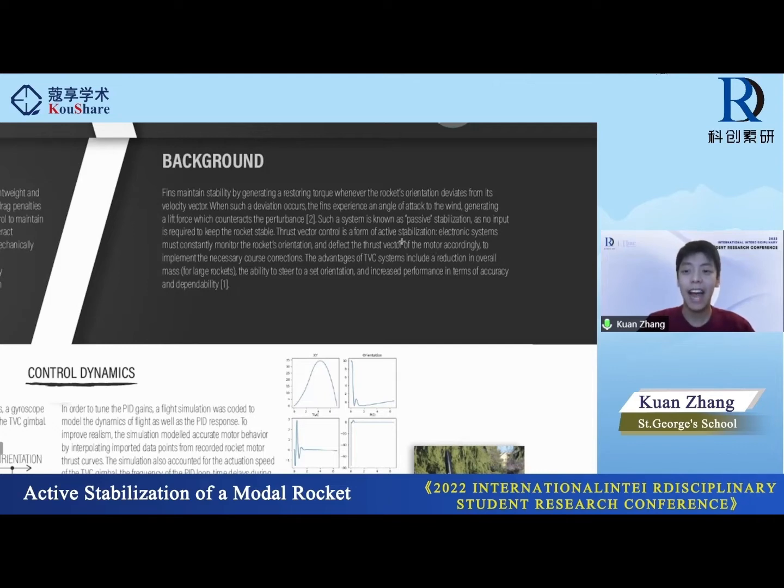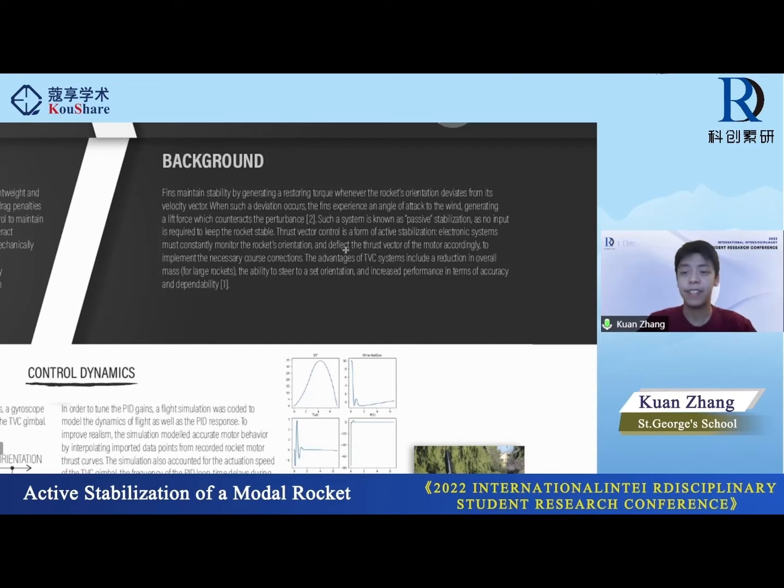Thrust vector control is a form of active stabilization. Electronic systems must constantly monitor the rocket's orientation using sensors like gyroscopes, or on more advanced rockets, accelerometers and perhaps GPS systems. And then it must deflect the thrust vector of the motor accordingly to implement the necessary course corrections, that is, physically changing the direction of the motor's thrust.